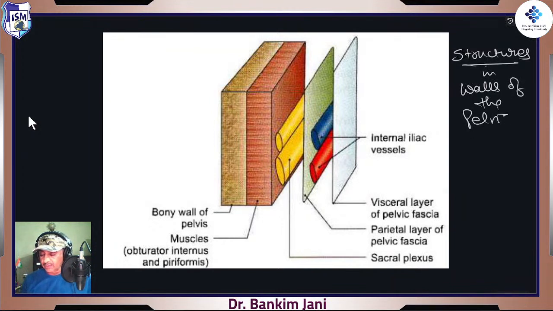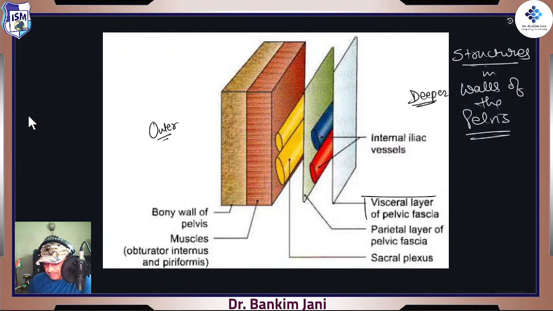Now, for this, you need to orient yourself properly first. See, this is the bony pelvis, and then we are going deeper and deeper. You can say this is the outer portion, and this is the deeper portion. How? See, that's the visceral layer of pelvic fascia. The visceral layer has to be near the organs. So this is the visceral layer, and then the next one is parietal.